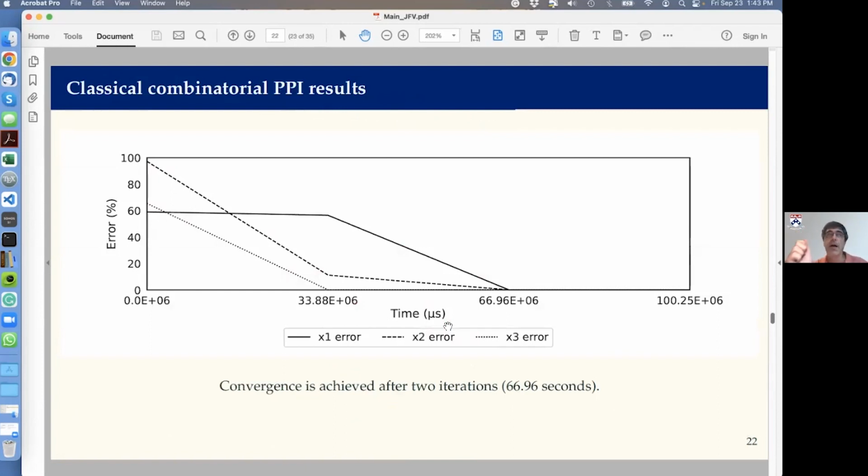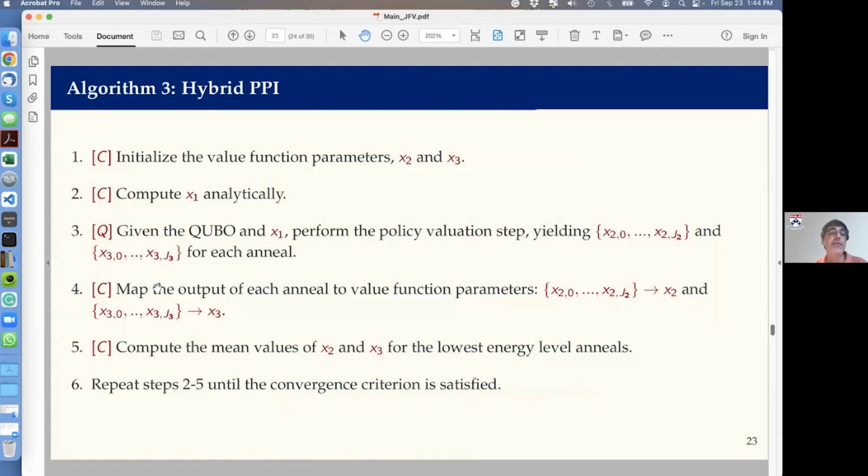So what have I done so far? Let's recap. I have shown you how to write a dynamic programming problem as a policy iteration. And I have shown you how to transform that policy iteration into a combinatorial problem. And I have shown you that that combinatorial problem gives you an answer that in terms of error is extremely accurate. Well, now finally, we can go to the quantum annealer.